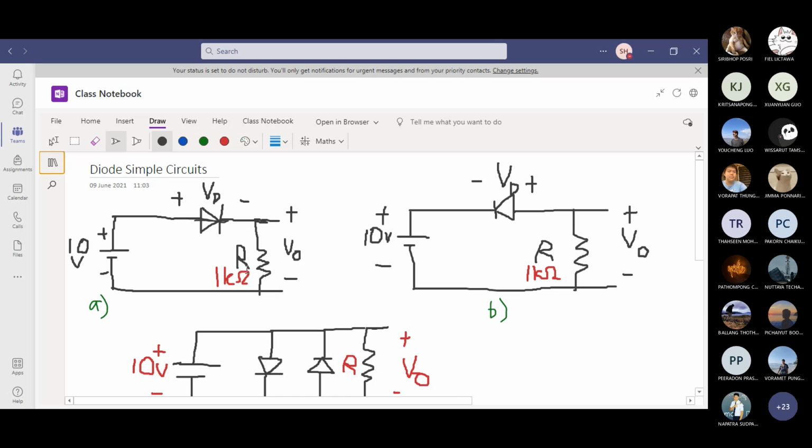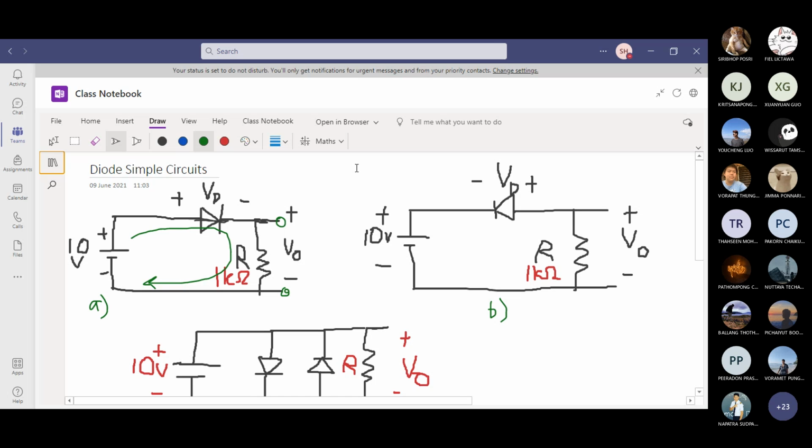Once you tell me it is on, the loop is closed, isn't it? Current can flow. Apply the KVL now. What is the KVL equation? 10 minus VD minus V out. VR is the same as V out, taken across R, the parallel node. 10 minus VD minus V out equals 0. So what is V out?